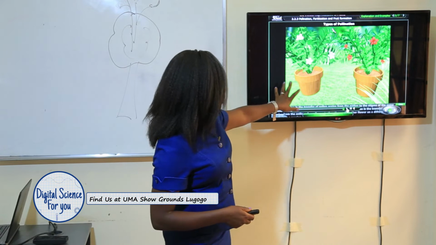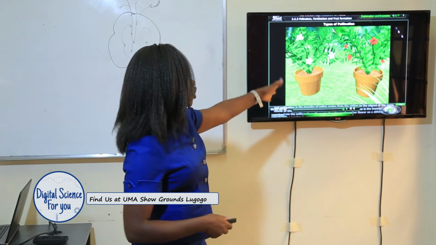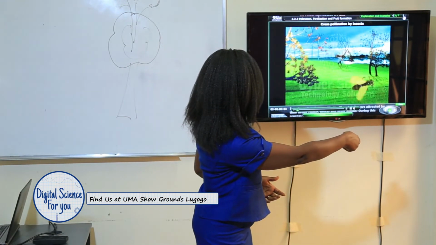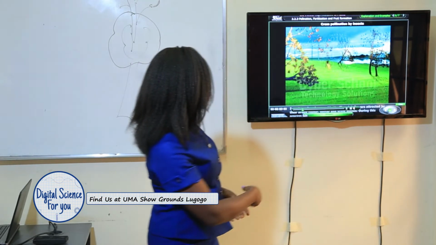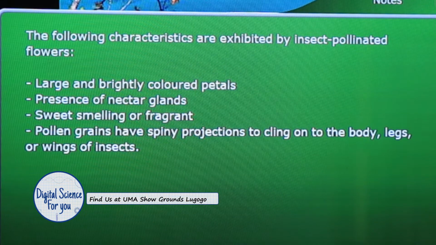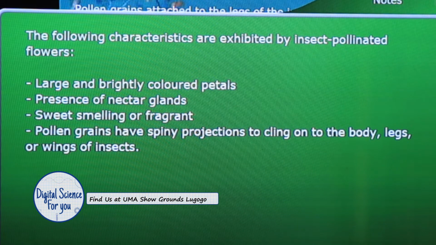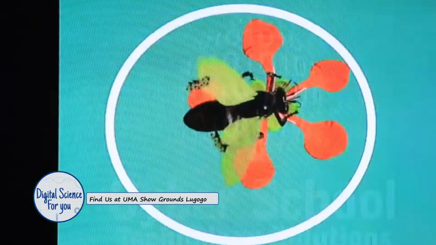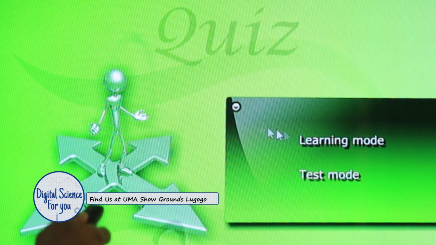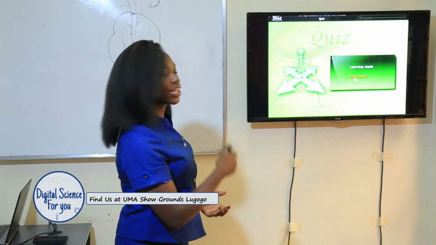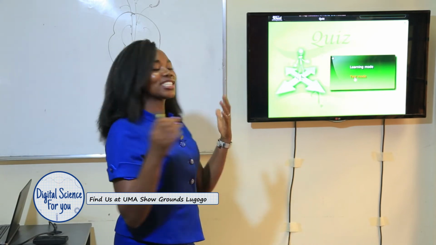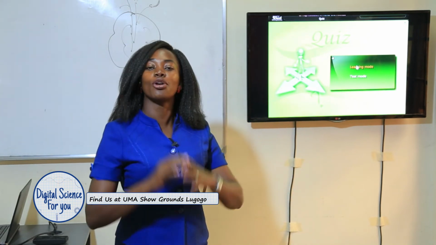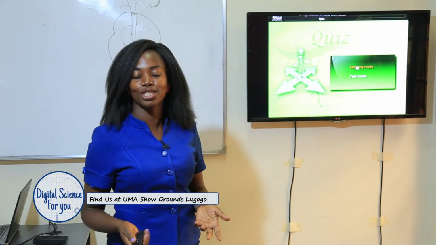That is not all that Digital Science has. You can even go and look at the notes. We have the notes there. So even without the teacher, you can read these notes. After reading the notes, you can go ahead and evaluate yourself by going to the quiz. You can either choose the learning mode or the test mode. So before your teacher gives you that test, you already know how well you have understood that topic.